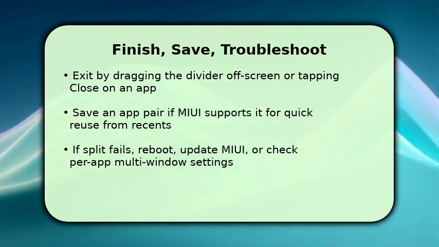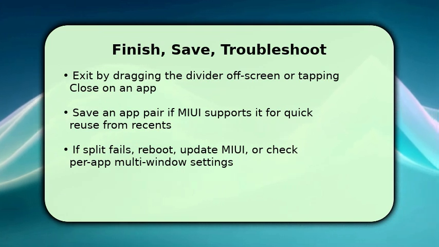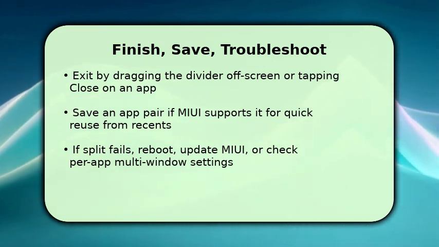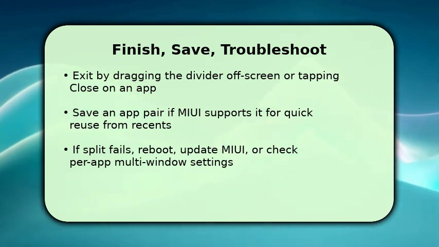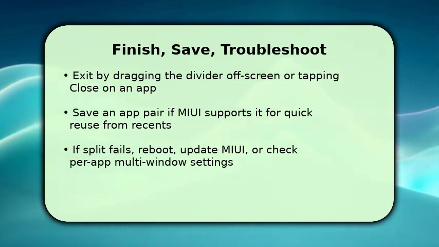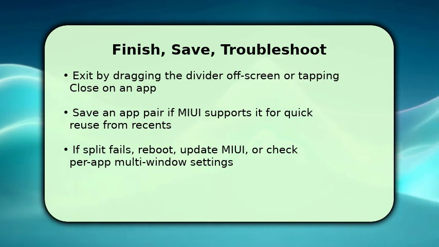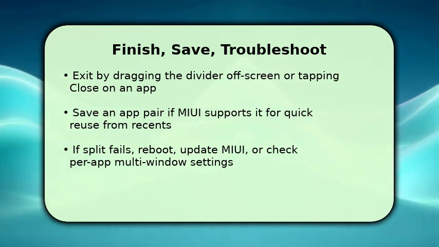Once done, make sure to save an app pair if your Redmi offers that shortcut to open both apps together later. If split screen won't engage, restart the phone, update MIUI, or verify the specific app's multi-window permissions. These steps fix most problems quickly.